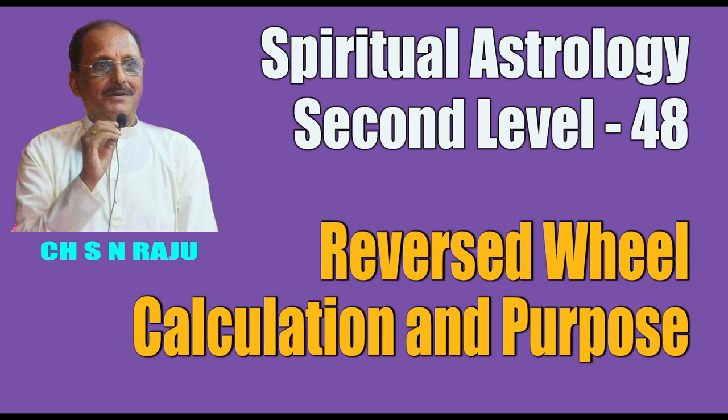The main problem is how to know who belongs to the first category, who belongs to the second category, and who belongs to the third category. The problem is not with the calculation. The problem is with finding the people, recognizing the people who are in the first category, the second category and the third category. That is the problem here.